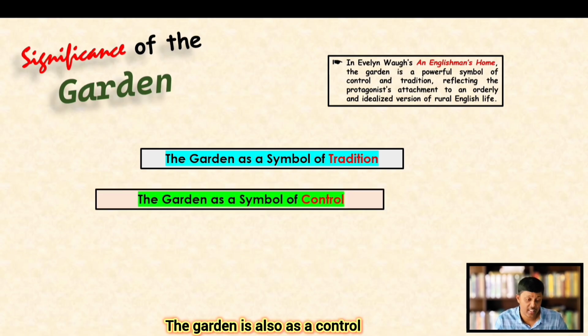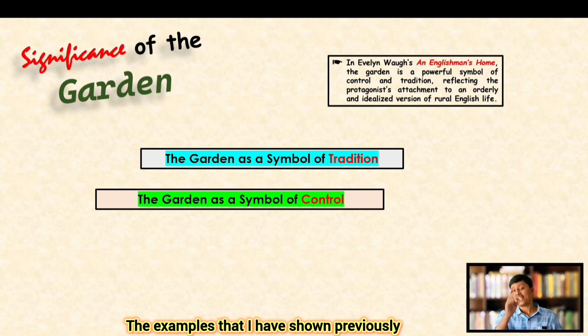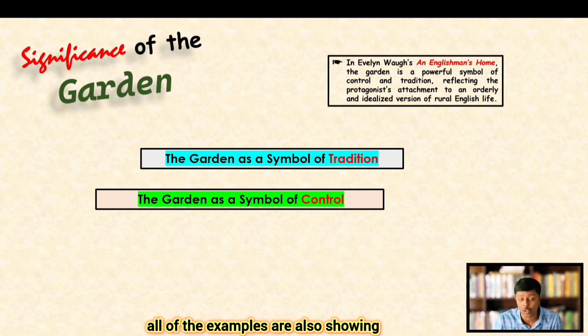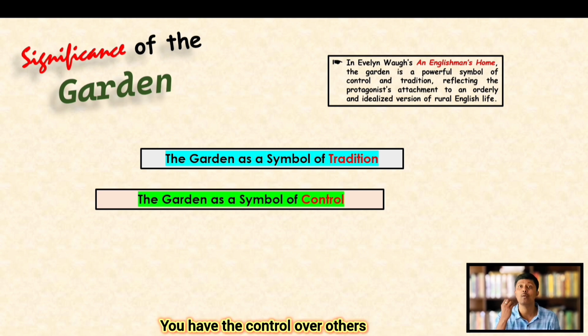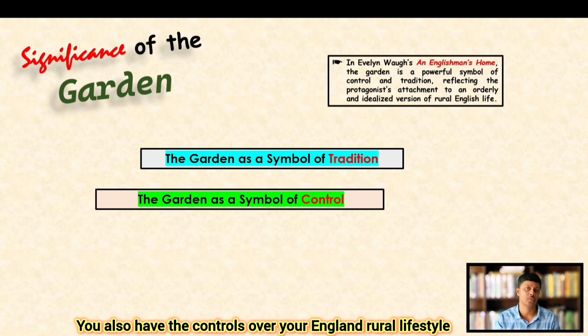The garden is also a symbol of control. All of the examples that I have shown previously point out that these gardens are a symbol of control, because if you have larger gardens, if you have beautiful gardens, you have control over others. You have control over the pasture life. You also have control over your English rural lifestyle.